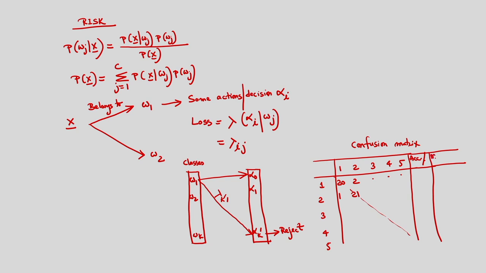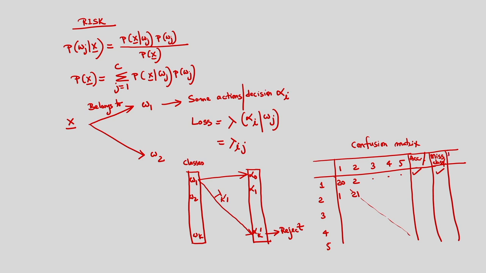Another one is the misclassification rate. That also I can determine. How many times is one recognized as 2, 3, 4, 5? From this, I can determine the misclassification. How many times is it correctly recognized? From this, I can determine the accuracy percentage. How many times is it not correctly recognized? From this, I can determine the misclassification rate. That percentage I can determine.